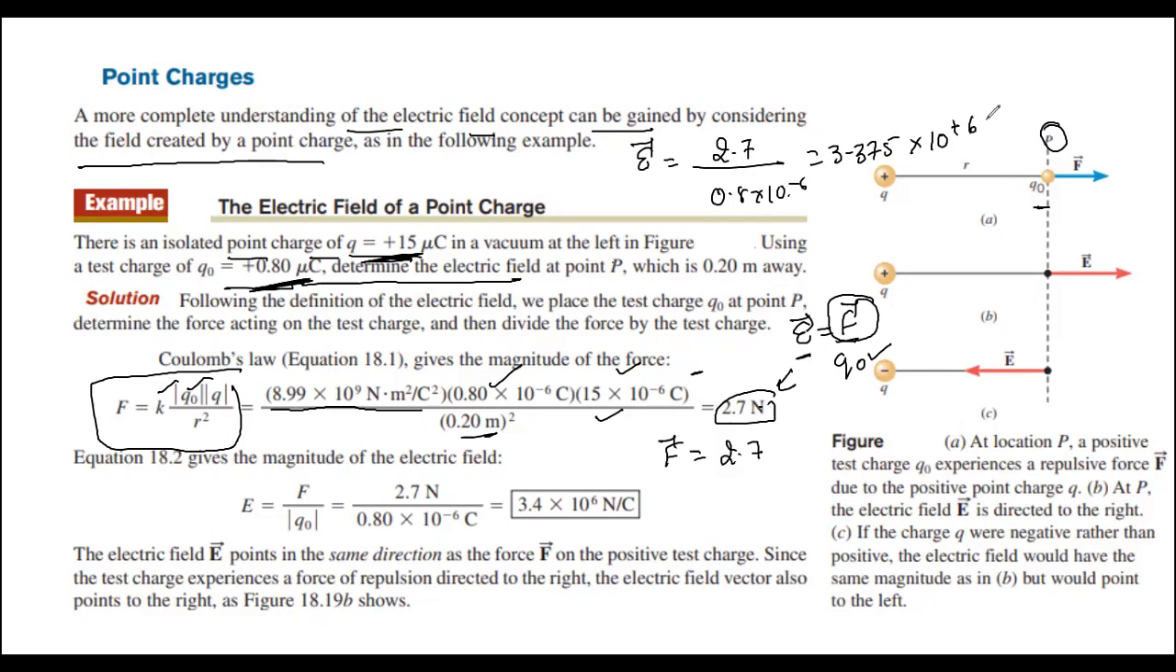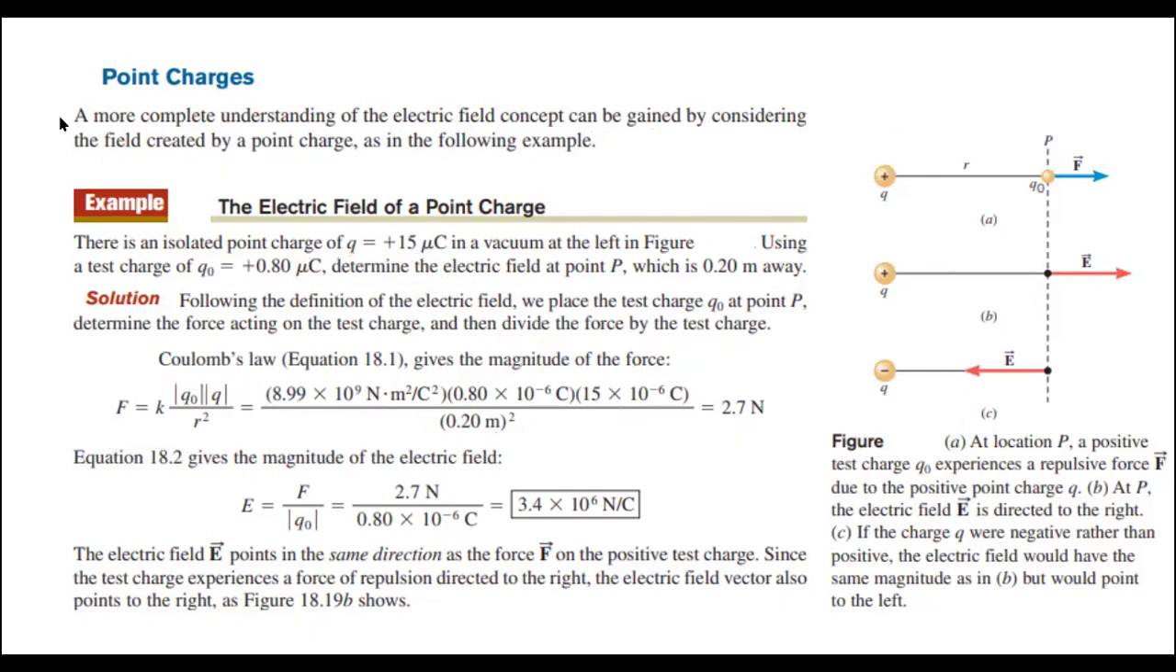So this is what my electric field looks like. 3.375 can be rounded to 3.4 into 10 to the power 6. And this is electric field, so the units will be Newton per Coulomb. Does that make sense? Okay, now let's see what we have next.